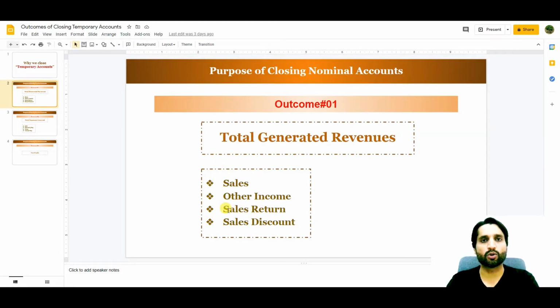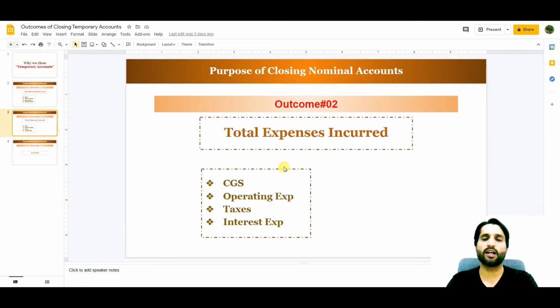If we are not closing our temporary accounts like sales accounts, we will not know how much sales we made during the year or how much revenues we have generated. So the first outcome we are getting by closing the sales or other income accounts is to know the revenues of the business. The second reason why we are closing our temporary accounts is total expenses incurred.